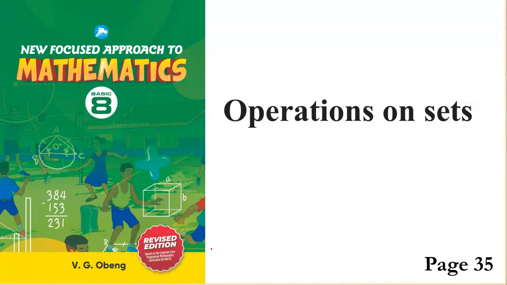This is the revised edition. And in this lesson, we are looking at operations on sets. This lesson can be found on page 35. So with the operation on sets, we'll be looking at intersection and union. Then we'll take a few examples.